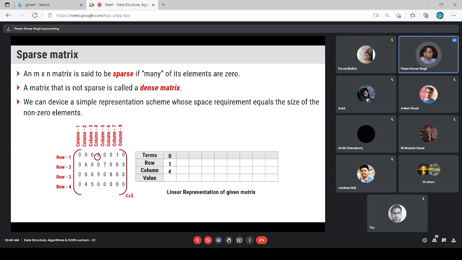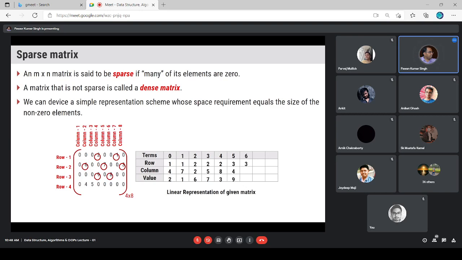See, for row number 1, column number 4, the value is 2, right? Row number 1, column number 7, the value is 1. Similarly, row number 2, column number 2, value is 6. Now, row number 2, column number 5, value is 7. And similarly, for row number 2, column number 8, value is 3.